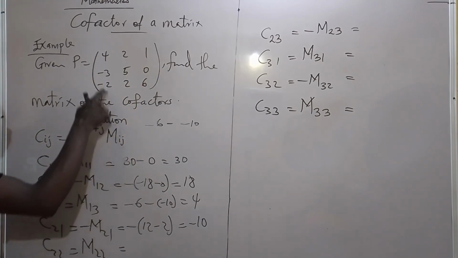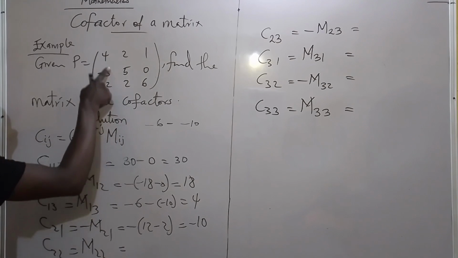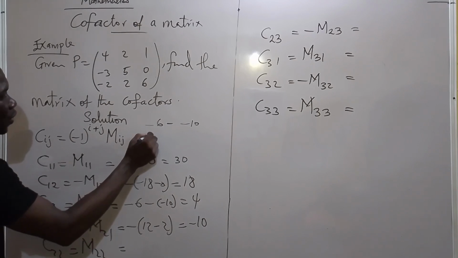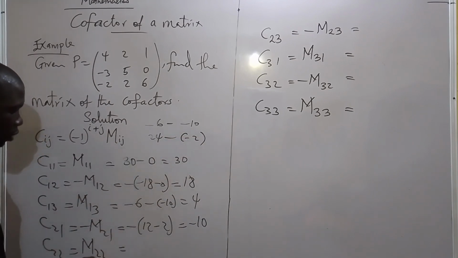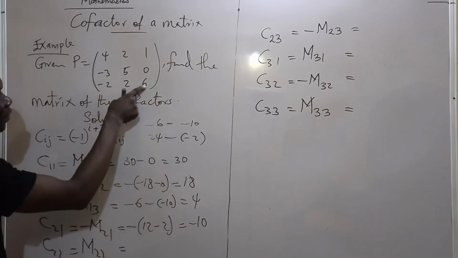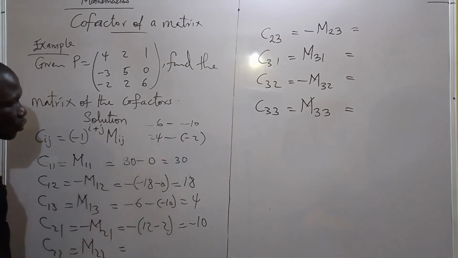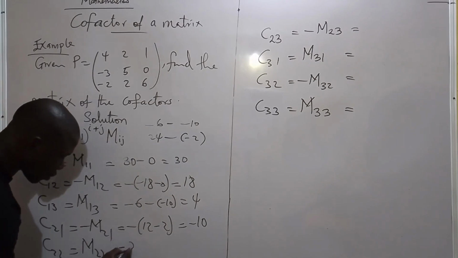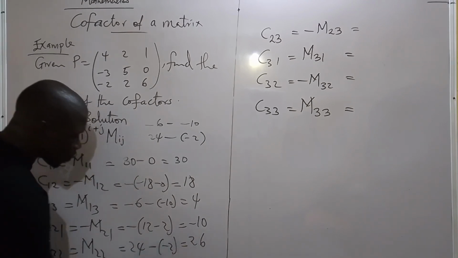Then M22, second row, second column. Second row, second column deleted. So we have 4, 1, minus 2, 6 left. So 4 times 6 is 24 minus 2 times 1 is minus 2. So in this case here, 24 minus 2. That's 4 times 6, 24, minus 2 times 1, that's minus 2. So 24 minus 2, that's plus 26.